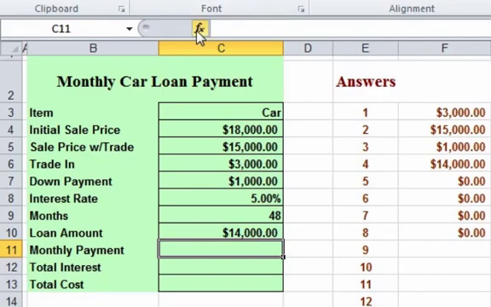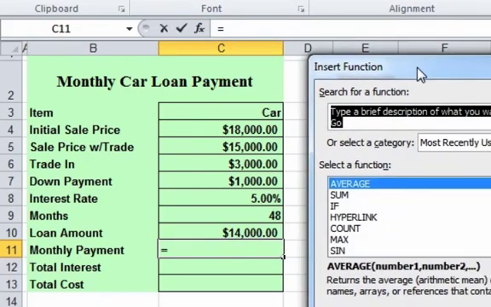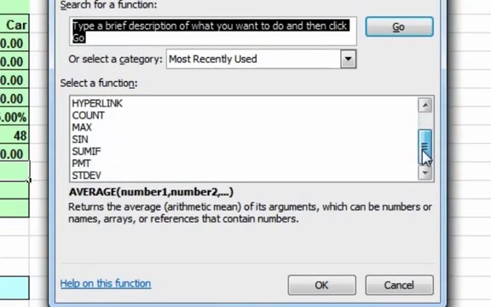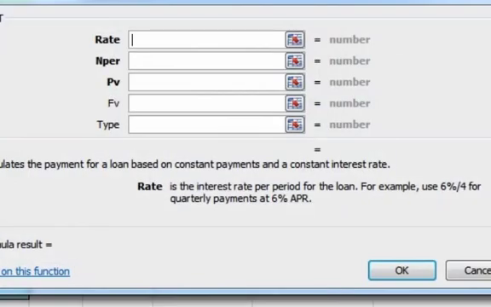And I'm going to click on the insert function. I'm not just going to type this. I'm going to click on insert function while I'm in cell C11, and it'll give you some help to do some functions. I'm going to use the PMT function, which I may have to look for. Here's PMT, and I'm going to hit OK, and it's going to ask me to put in a couple things.